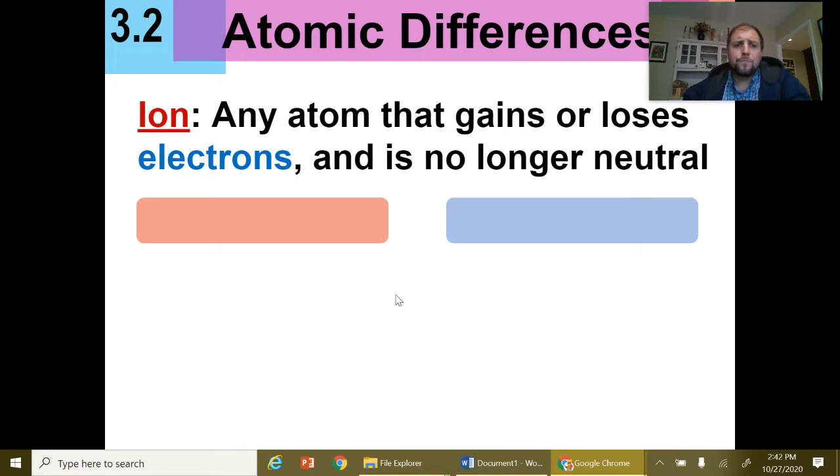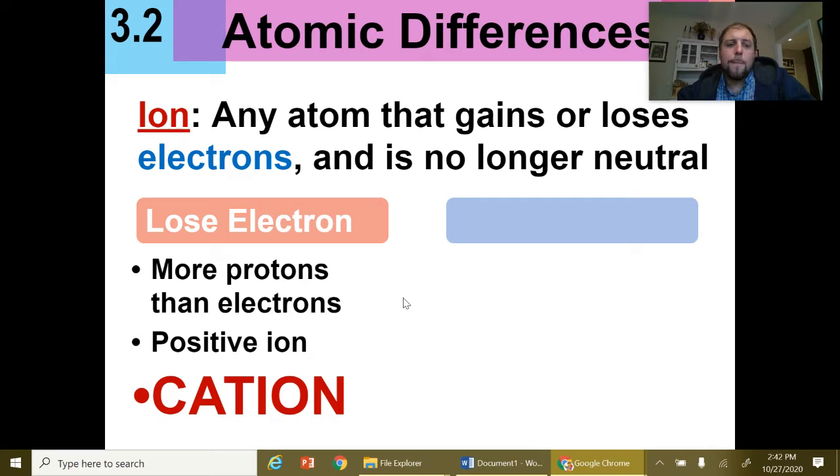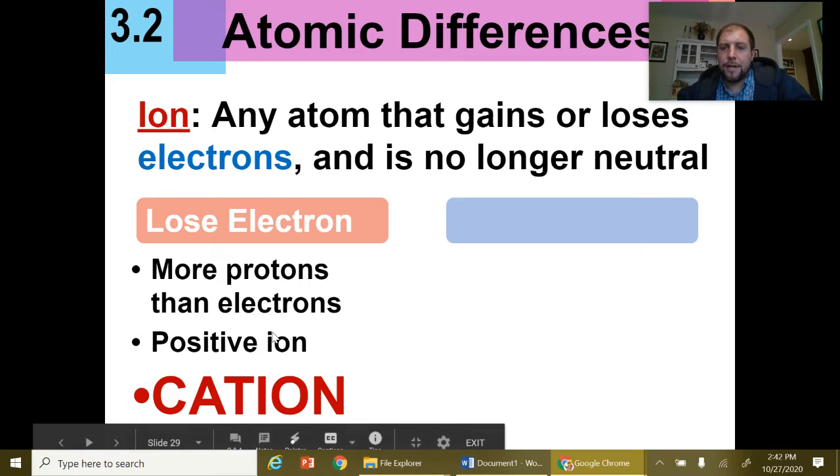Okay, so first of all, atoms of the same element can have different numbers of electrons. These are called ions. An ion is any atom that has gained or lost electrons, and so it no longer has a neutral charge. Ions come in two general varieties. If you lose electrons, well, now you have more protons than electrons. That means you're going to be positive, and that makes you a cation. That's the name of a positive ion, a cation. Remember, electrons are negative. So if you lose your negativity, you become more positive.